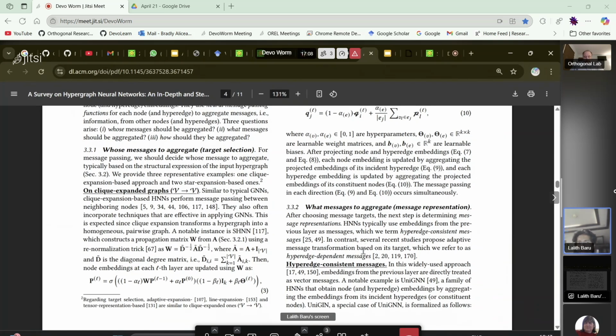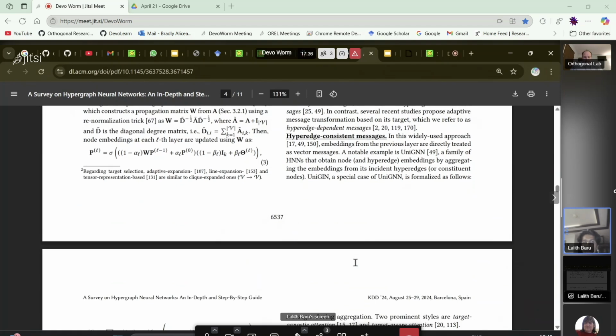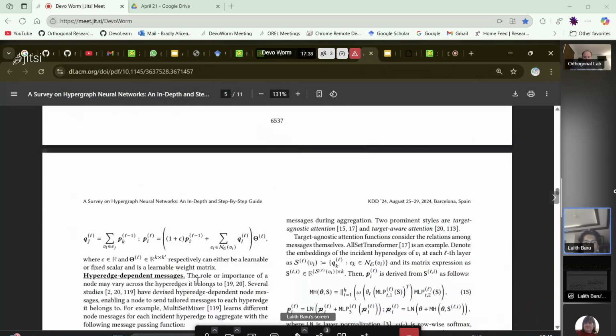So we have hyperedge consistent messages. This is a standard approach, and most of the significant papers use it. They call it a unified representation, because when there is a hyperedge connection between a set of nodes or hypernodes, we believe that it has to share the information equally, distributing it to all of them. That's the main concept of hyperedge consistent messages.